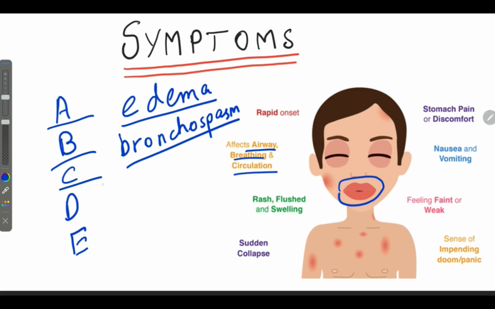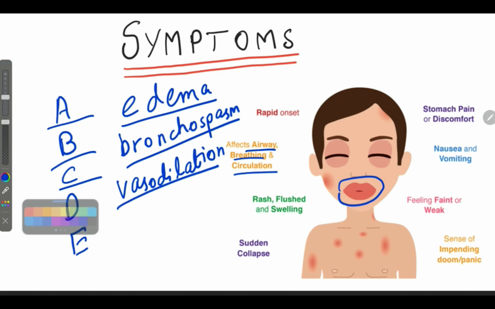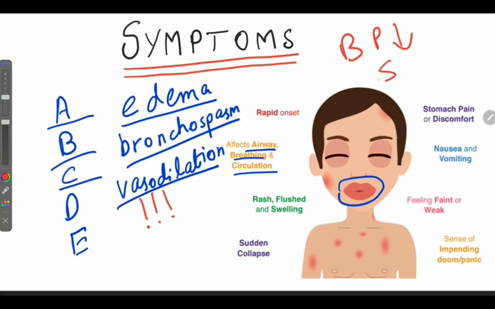And now what happens to the circulation? To the circulation, basically the substances that are released cause vasodilation. And this vasodilation is very dangerous. What happens is hypotension, the blood pressure drops, and the patient can go into shock. And when this happens, the condition is termed as anaphylactic shock.